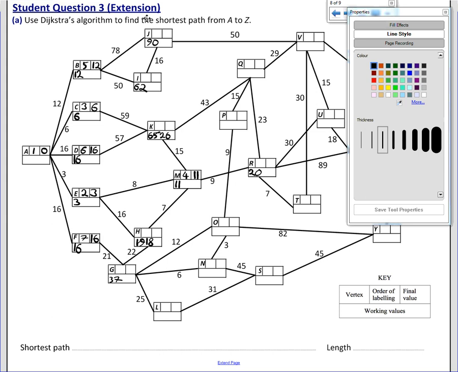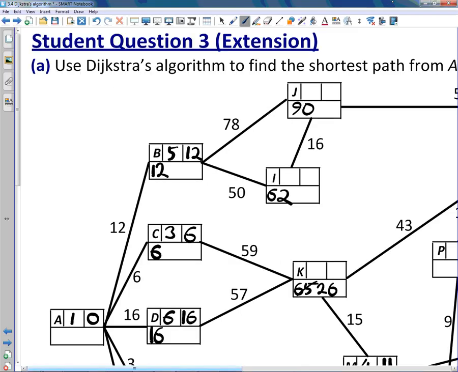Look at all the unconnected vertices. We've got all that first lot, that B to F, connected now, so we don't have to look at them anymore. H being 18 looks like it's going to be the lowest, but check every single one. Indeed, it is the lowest. So H is going to be the eighth one.